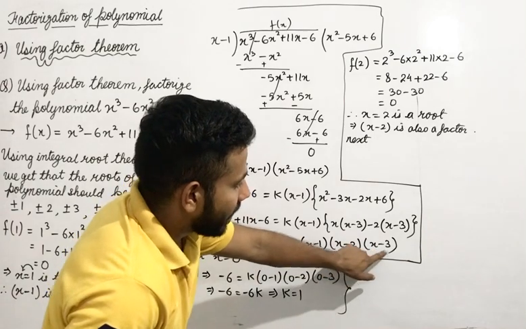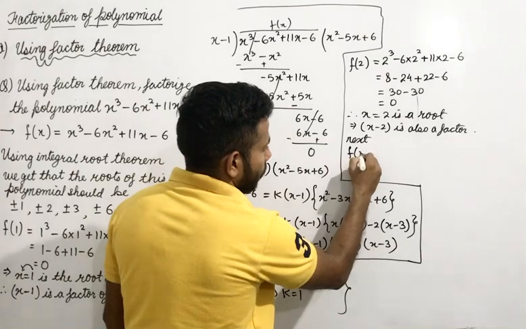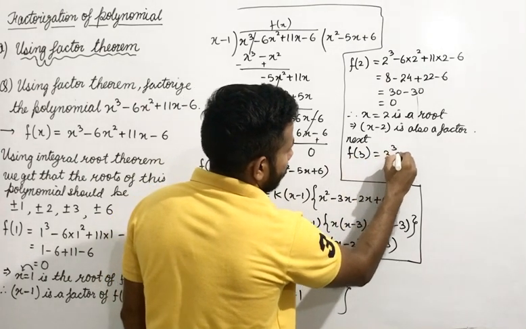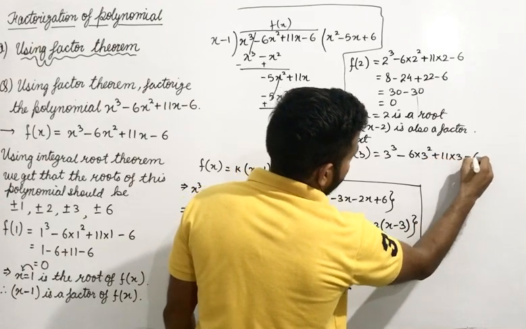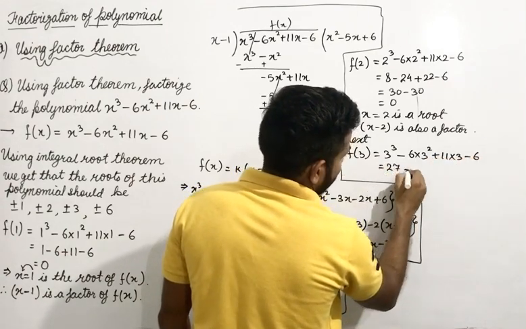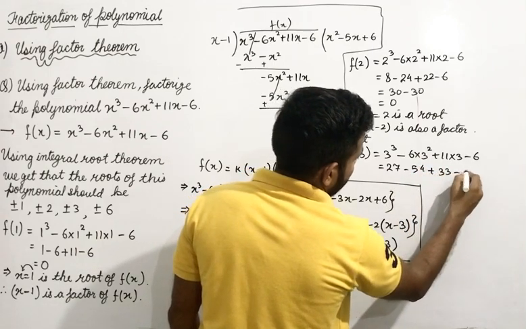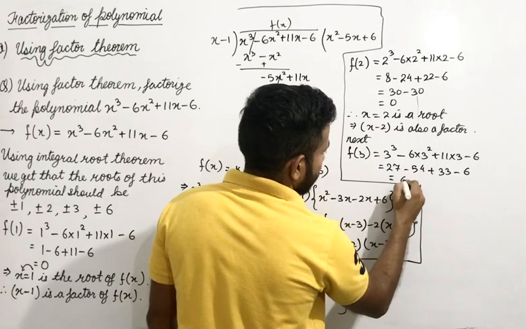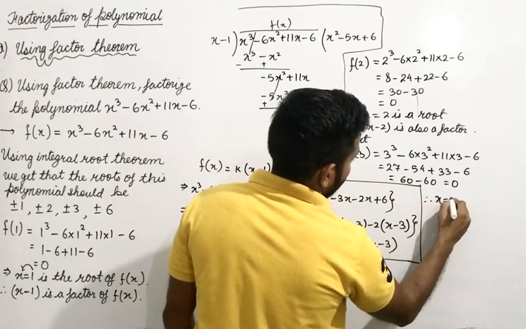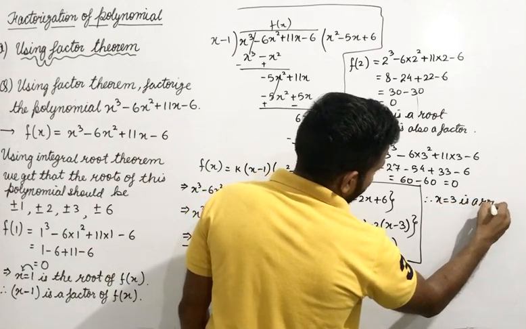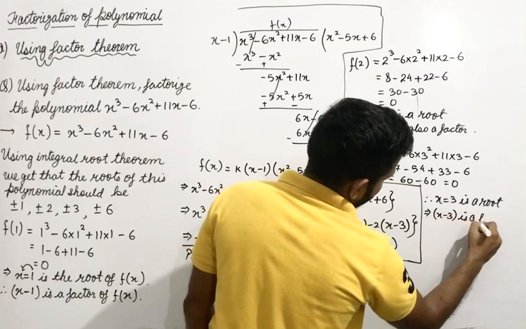Next, you know x minus 3 is also a factor. So x equals 3 is also a root. 3 cube minus 6 into 3 square plus 11 into 3 minus 6. 27, 54. So it is 60 minus 60 equals 0. Therefore x equals 3 is a root. x minus 3 is a factor.